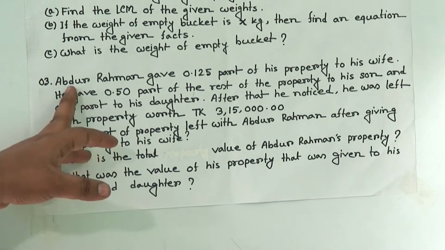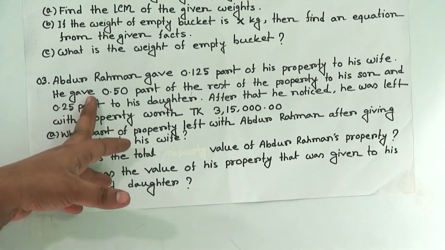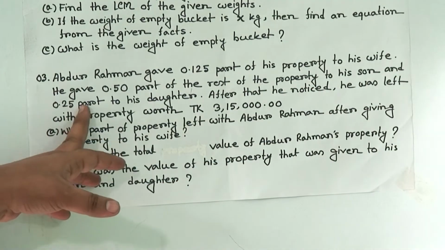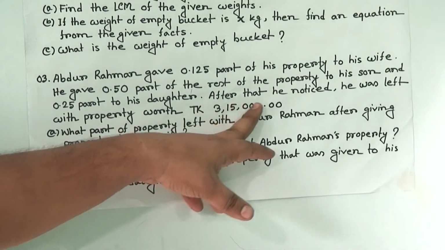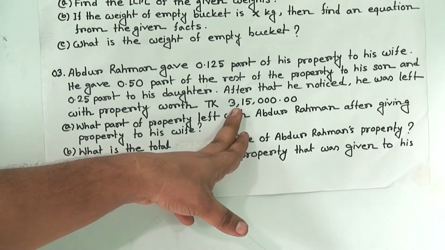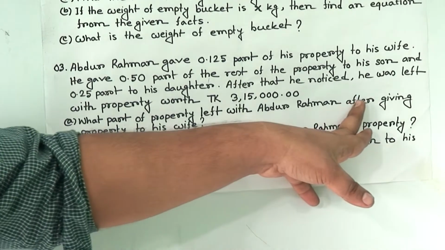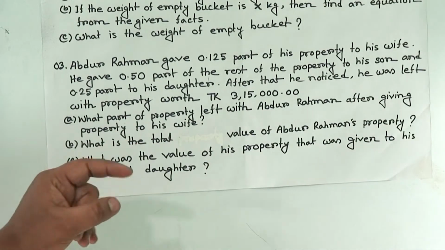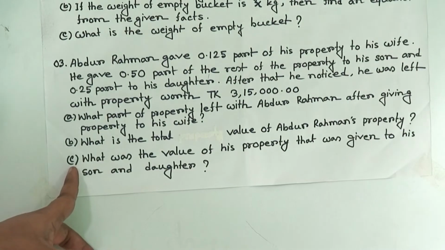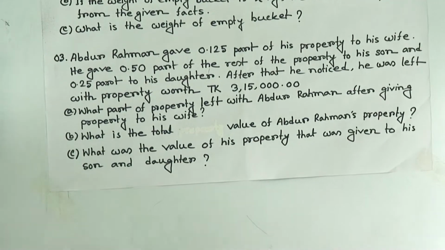Okay, so here Abdul Rahman gave 0.125 part of his property to his wife, and he gave 0.50 part of the rest of the property to his son, and 0.25 part to his daughter. After that, he noticed he was left with property worth taka 3,15,000. Question number A. What part of property is left with Abdul Rahman after giving property to his wife? Question number B. What is the total value of Abdul Rahman's property? Question number C. What was the value of his property that was given to his son and daughter?